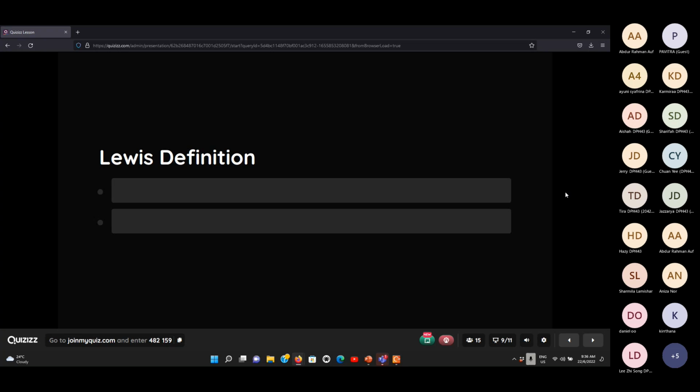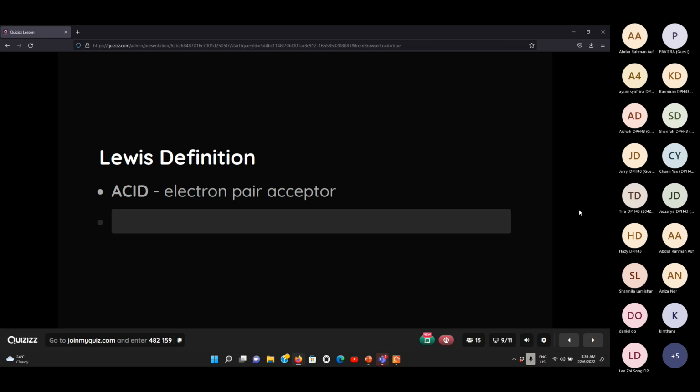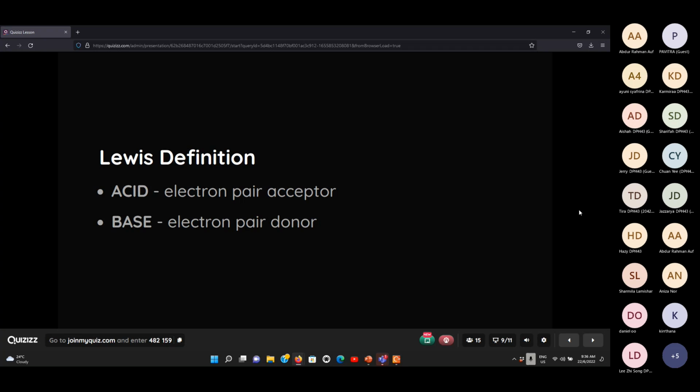And our last definition is Lewis. Okay, so the Lewis definition explores another side of acid and base. It explains acids and bases according to electrons. By the Lewis theory, an acid is an electron pair acceptor, and a base is an electron pair donor. So it's a bit reversed, but the concept is a bit different from Bronsted and Lowry earlier.